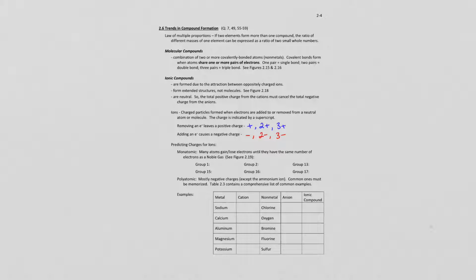We can predict charges for ions based on where they are in the periodic table. If you have your periodic table handy, pulling that out right now might be a good plan. Metals are our positive ions, or cations. Our nonmetals are our anions. We'll zoom in on this right here. So group 1, recall. Group 1, group 2, group 3: metal, metal, metal.